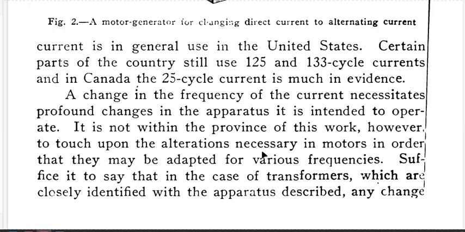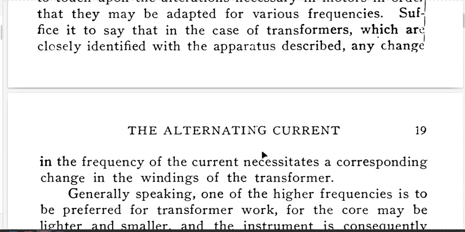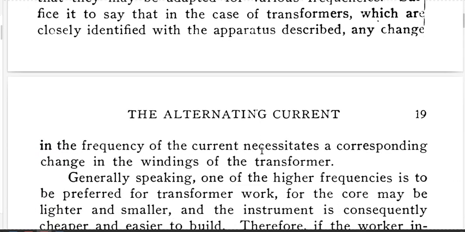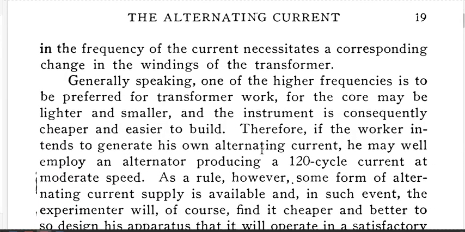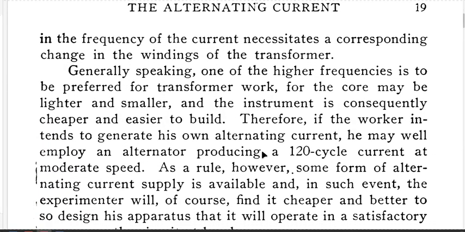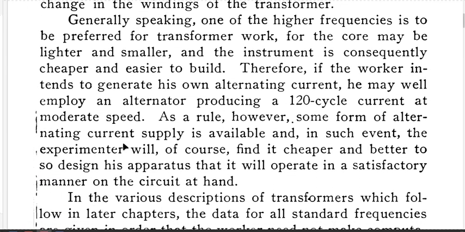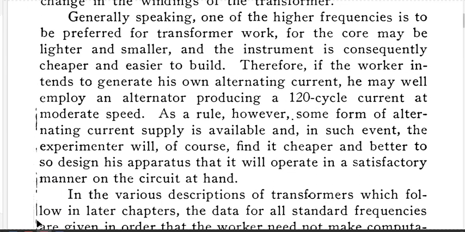Suffice it to say that in the case of transformers, which are closely identified with the apparatus described, any change in the frequency of the current necessitates a corresponding change in the windings of the transformer. Generally speaking, one of the higher frequencies is to be preferred for transformer work, for the core may be lighter and smaller, and the instrument is consequently cheaper and easier to build. Therefore, if the worker intends to generate his own alternating current, he may well employ an alternator producing a 120 cycle current at moderate speed.